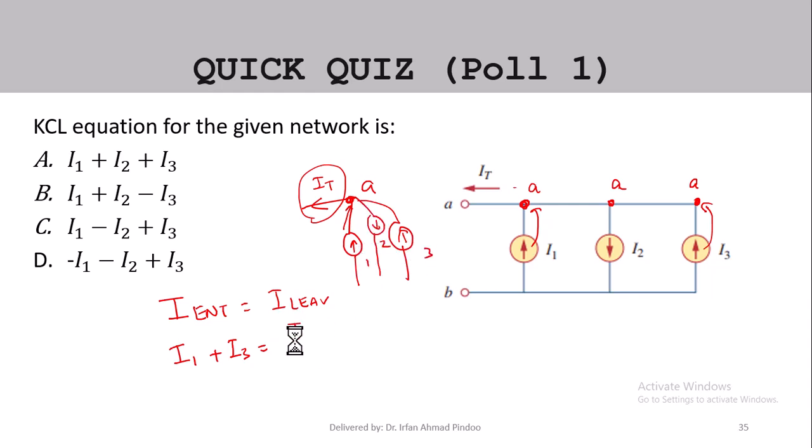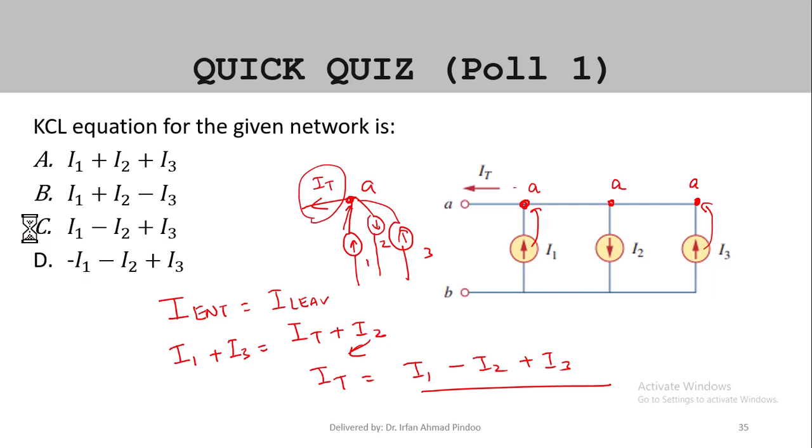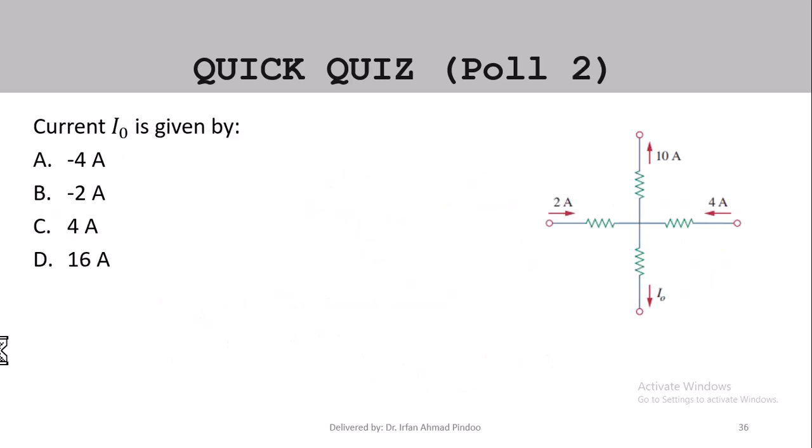So we can write here IT plus I2. So what is IT then? IT will be equal to I1, we have to transfer this term, minus I2 plus I3. So what is the answer? Answer is C in this case.